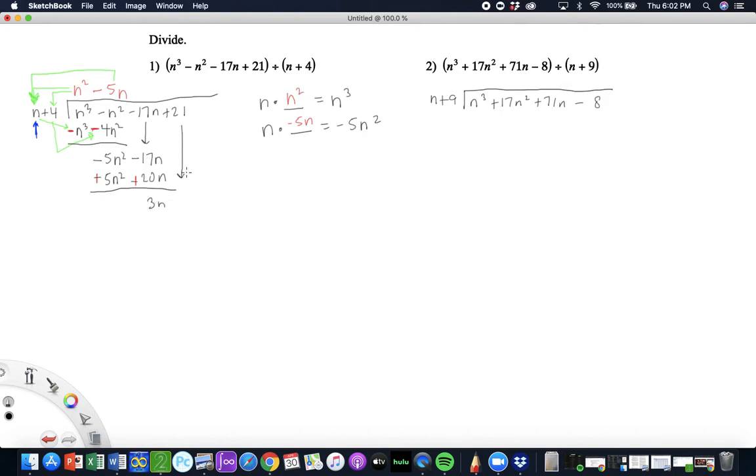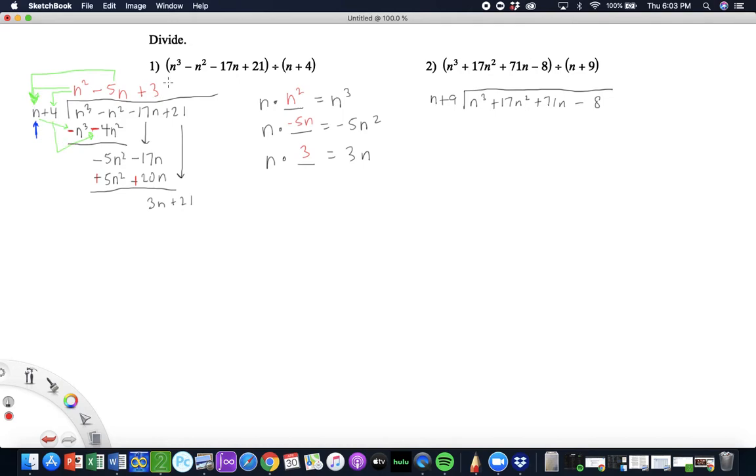Bring this down, it's going to be plus 21. All right, now I'm going to keep working my way around. So let's see, I just do the exact same process over again. N times what? Go back to my front guy here. That would equal 3n, and your answer is 3. So that would be plus 3 goes right there.